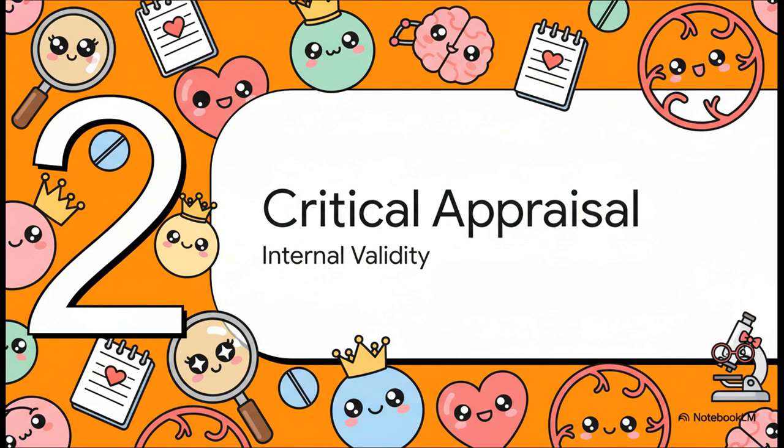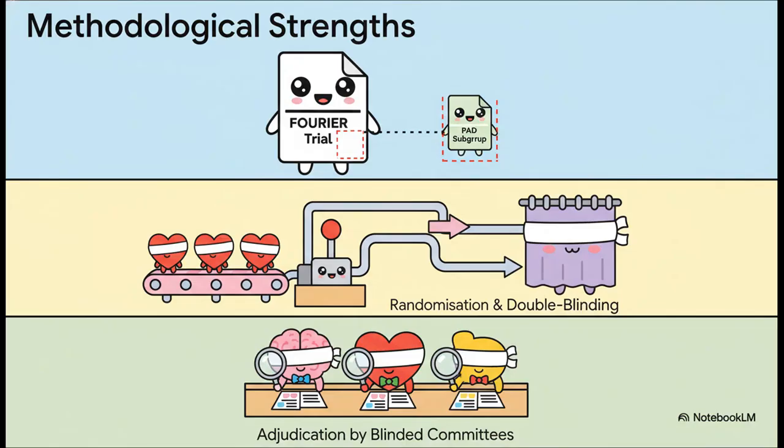Right. Before we even glance at the results, we have to appraise the methodology. Can we trust these findings? Let's dig into the internal validity. The first thing to say is that this is a pre-specified subgroup analysis. That's absolutely critical. It means it wasn't an afterthought. And because it's part of the huge, well-designed main FOURIER trial, it inherits all its strengths. The randomization and the double blinding, our best defenses against bias, are completely intact. Plus, every single event, whether it was cardiovascular or limb-related, was adjudicated by a blinded committee. That's our guarantee against assessment bias.